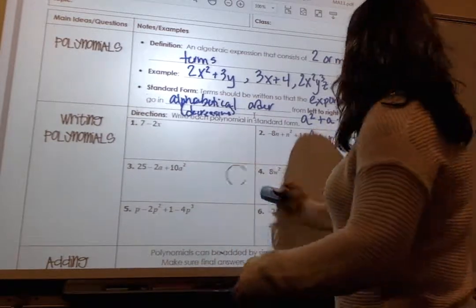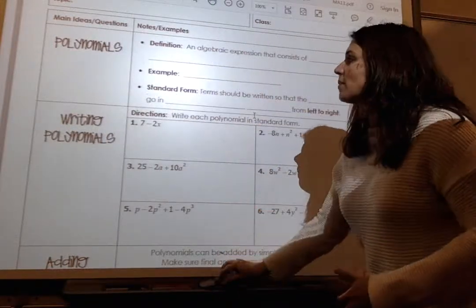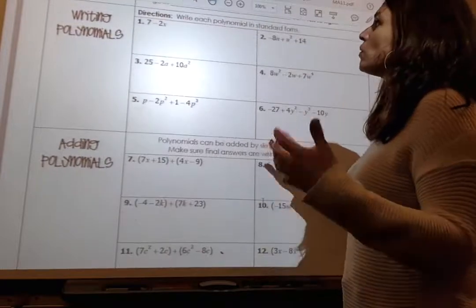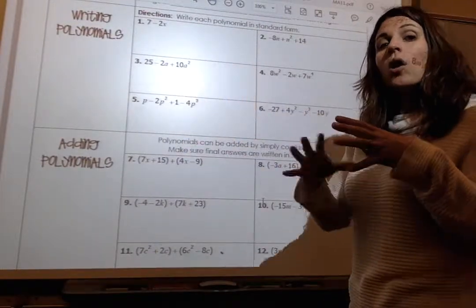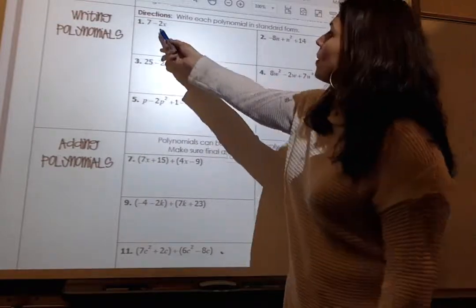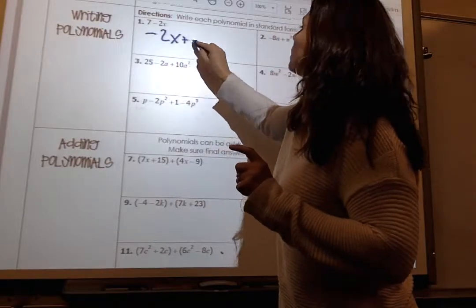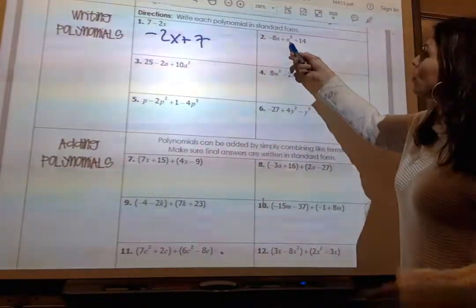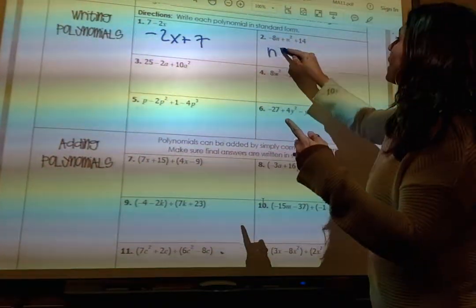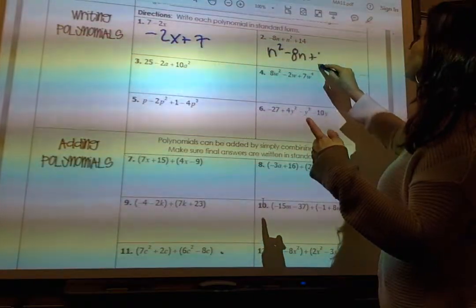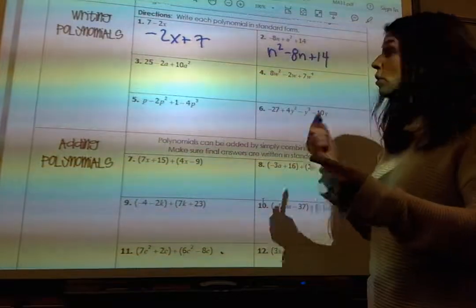So let's do some examples together. And we've already talked about how if the labels aren't the same, you can't combine them. So if I want to write them in standard form, my constant term always goes last. So here, my constant term is first. So we're just going to use the commutative property, and I have negative 2x plus 7. Number 2, remember here, look at the variable n. My exponent is squared, so I'm going to write n squared minus 8n plus 14. And let's never forget the property that allows us to do this, commutative property.